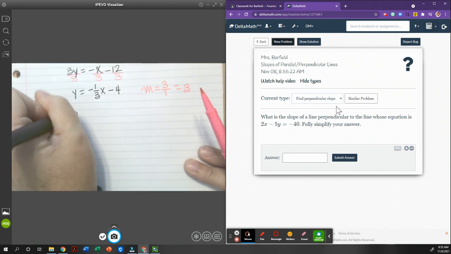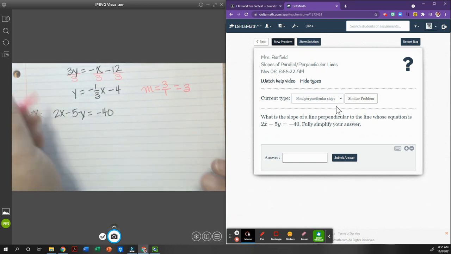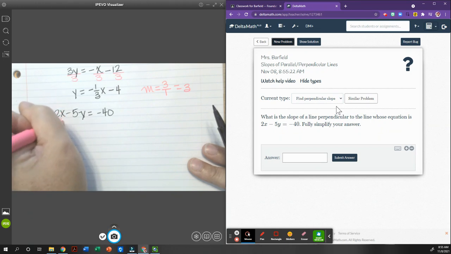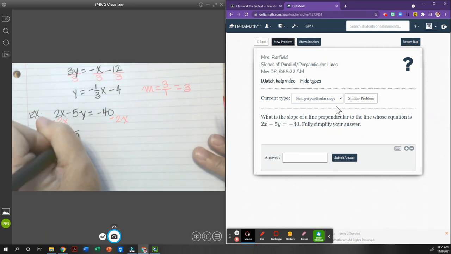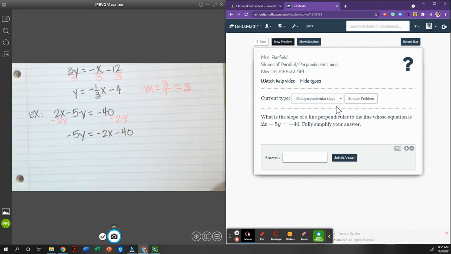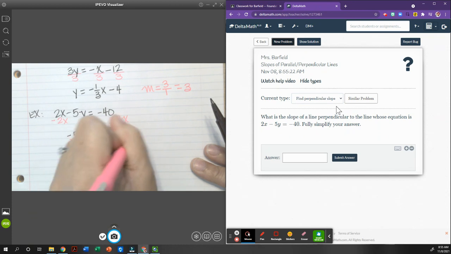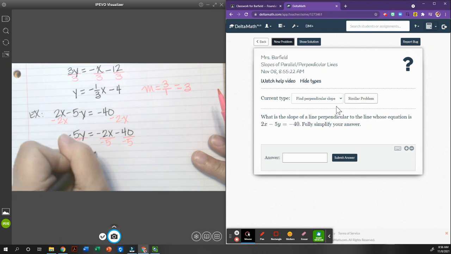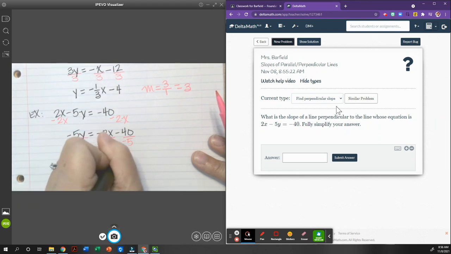So 2x minus 5y equals negative 40. All right, same thing. I am solving for y, so I got to start with this 2x. So I'm going to minus 2x from both sides. So I get negative 5y equals negative 2x minus 40. I'm going to divide by negative 5. So I get y equals, this becomes positive 2/5 x plus 8.